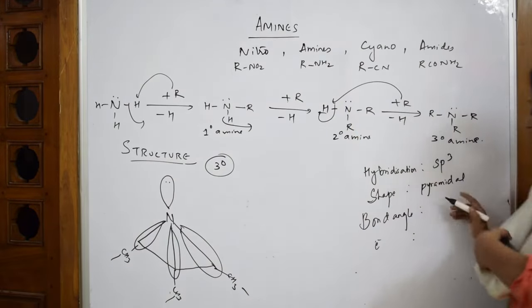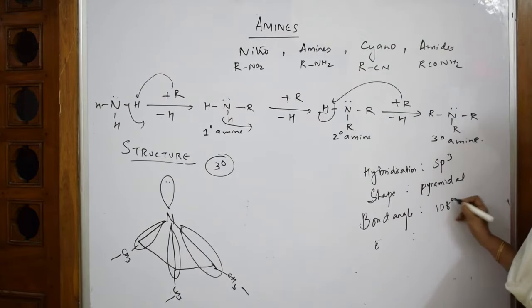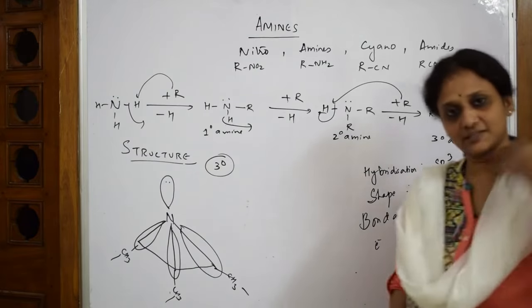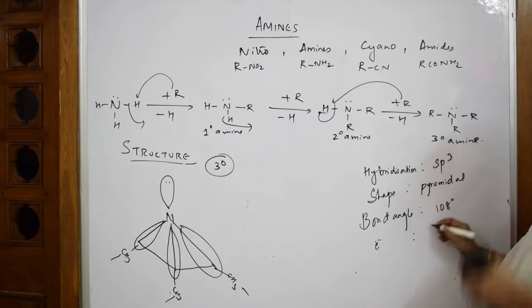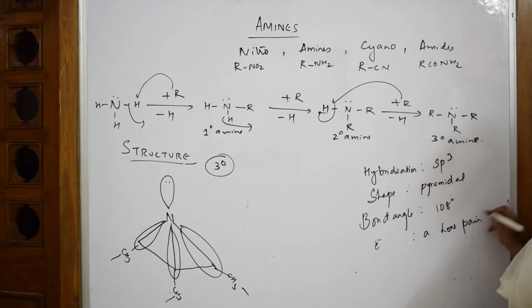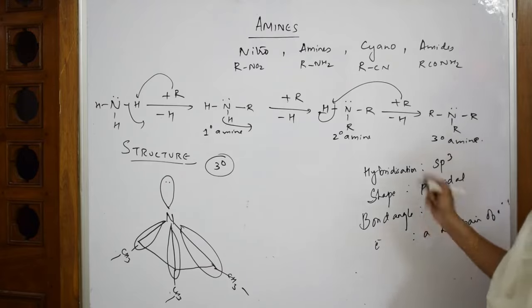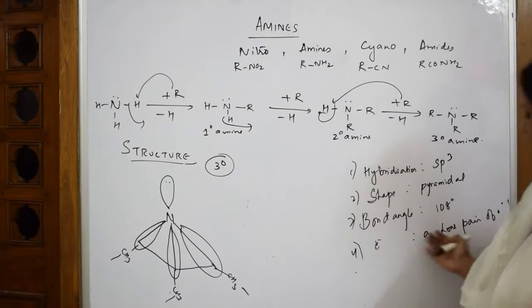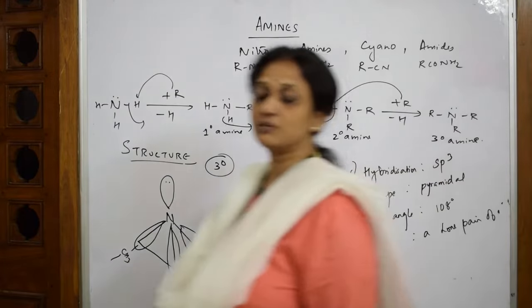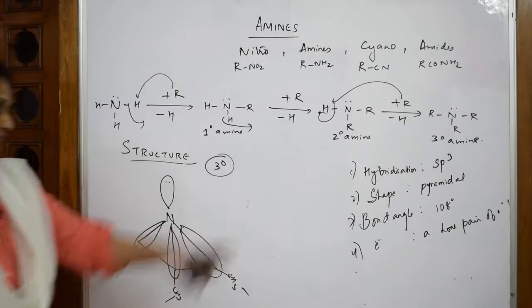To what extent? The bond angle reduces to 108 degrees instead of 109 degrees. Yes. Now, electrons, do we have any lone pair of electrons? Yes, it has a lone pair of electrons. Because of this, that is the main concept, isn't it? So this concept is reducing the bond angle through the lone pair. That is what we have mentioned.